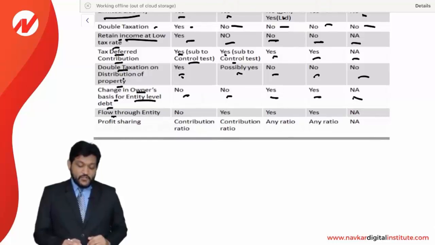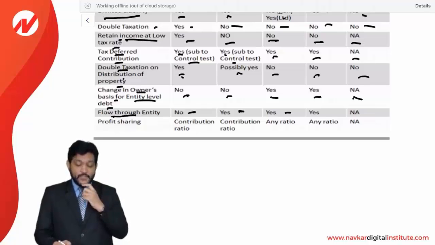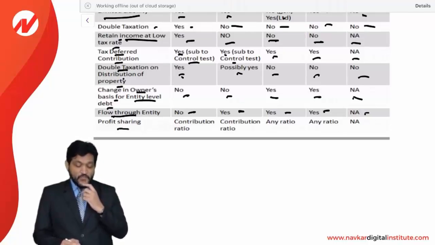Flow through entity. Whether a C corporation is a flow through entity? No. S corporation? Yes. Partnership? Yes. LLC? Yes. Sole proprietorship? Not applicable at all, because only the individual is going to pay the tax. Profit sharing.